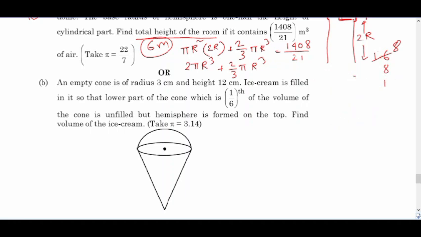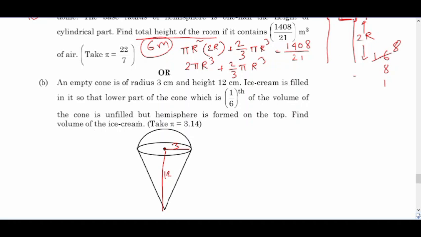What does it say? There is a cone, an empty cone, radius 3, suppose this is 3, and height 12, this is 12. Ice cream is filled in it so that the lower part of the cone, which is 1/6 of the volume of the cone, is unfilled, but a hemisphere is formed on the top. Find the volume of the ice cream.